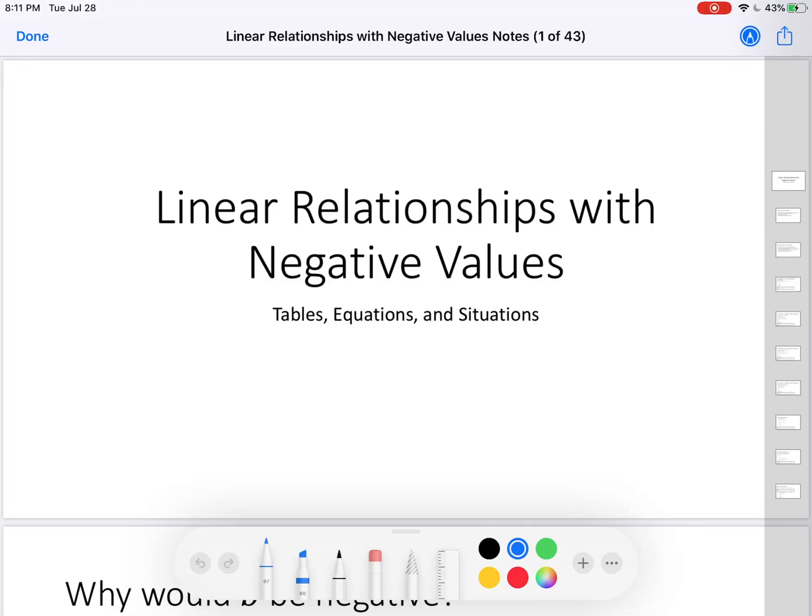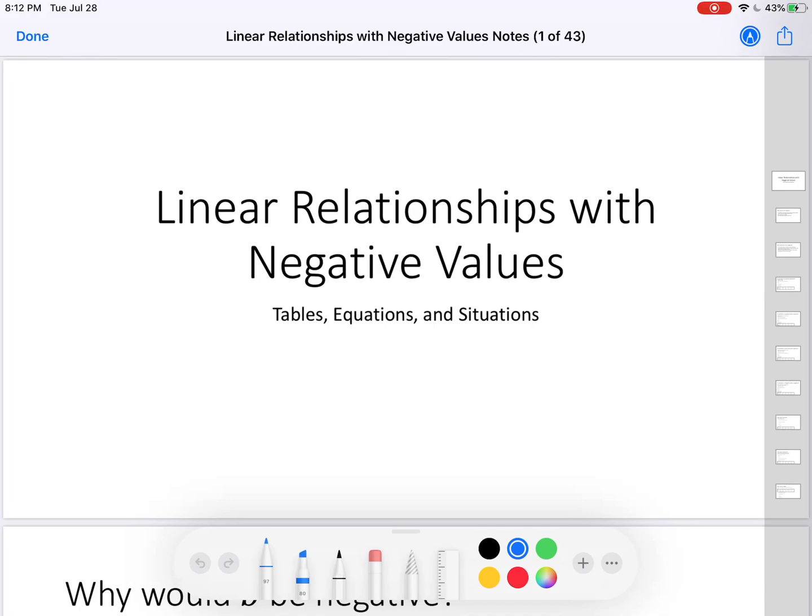Hello! Today, you are going to expand your understanding about linear relationships by now looking at some that have negative values. You know how to find M, you know how to find K, you know how to find B in tables and equations and situations. Today, we're just going to look at what those tables, equations, and situations look like if M or K or B are negative.